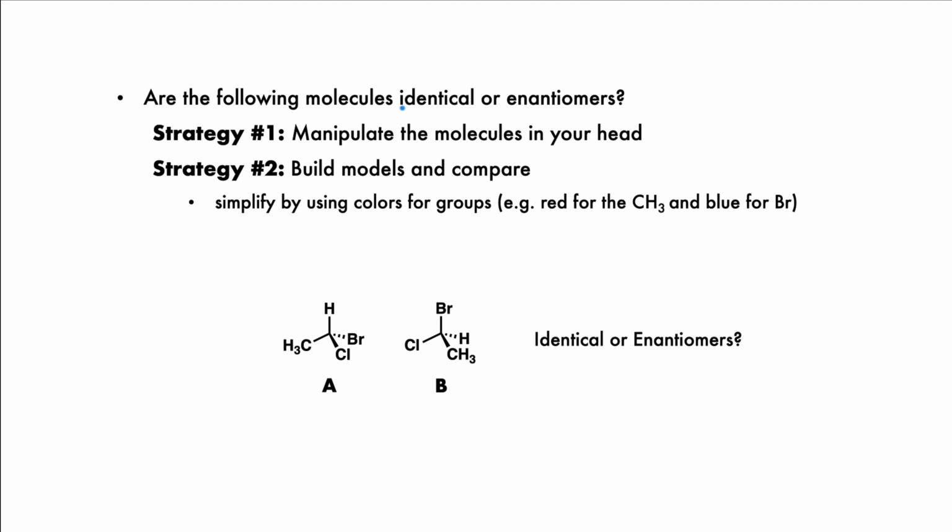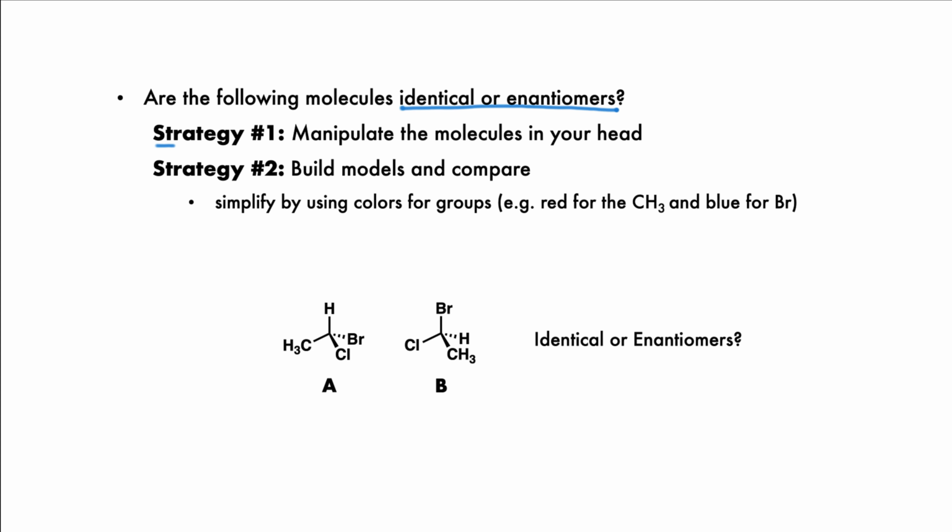Manipulating molecules in 3 dimensions has other uses, but in this discussion we'll use it to see if 2 molecules are identical or enantiomers. Let's try to figure out if A and B are enantiomers or identical. We'll talk about 4 strategies to do this.